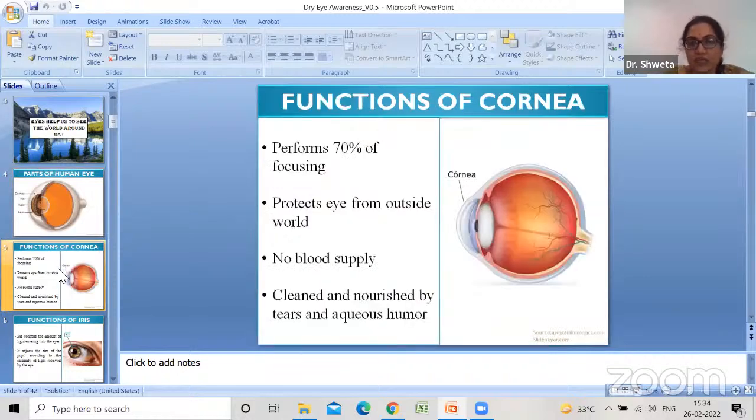Now coming to the cornea, the cornea and the lens, these are the two most important structures which help us to focus the image of whatever object we are seeing. Cornea is cleaned and nourished by the tears and the aqueous humor. There is no blood supply to the cornea.